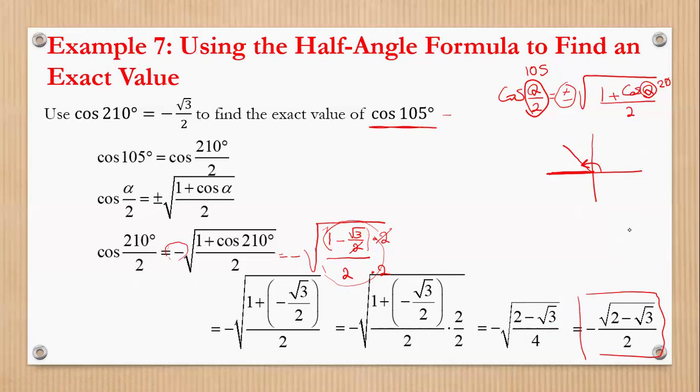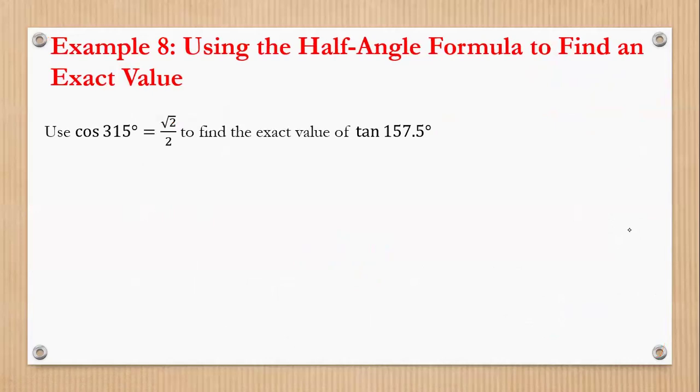In the next example, we have the cosine of 315, which is root 2 over 2, and we want to find the tangent of 157.5. We have a cosine, we want to find the tangent. And we know that 157.5 is exactly half of 315. So we can use half angle formulas.